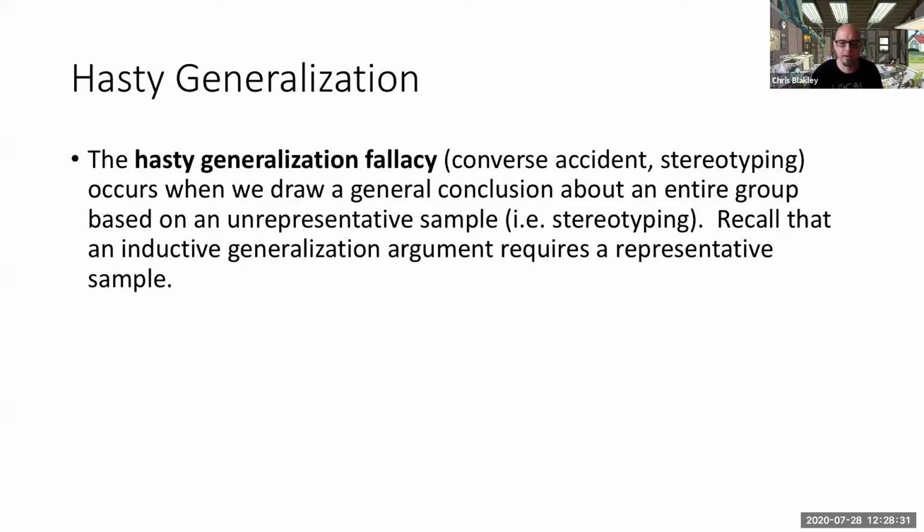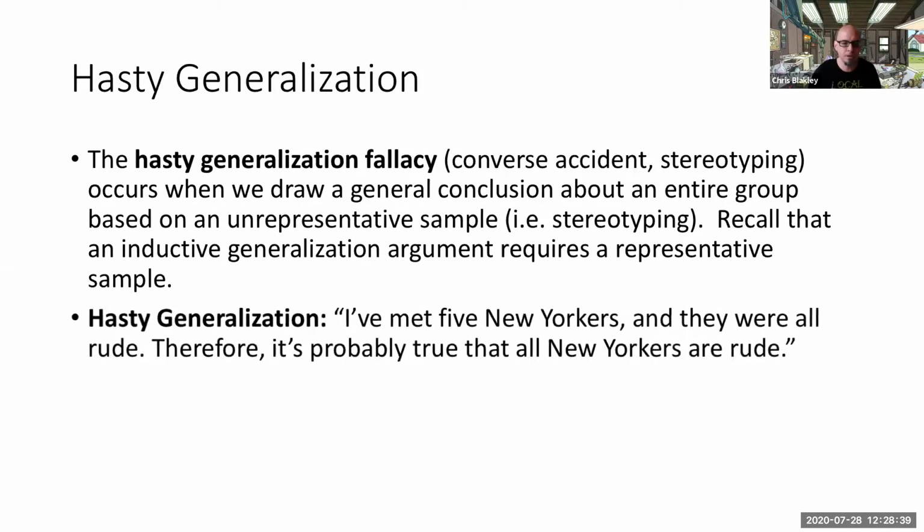So recall that inductive generalization arguments require a representative sample of the group. That's where you get into the statistics of sampling and all that sort of thing. So here's my example of a hasty generalization argument, or a weak inductive generalization. I've met 5 New Yorkers and they were all rude. Therefore, it's probably true that all New Yorkers are rude.